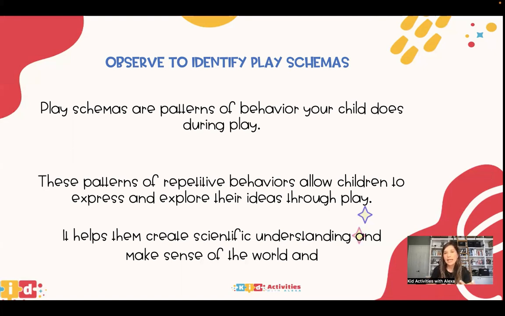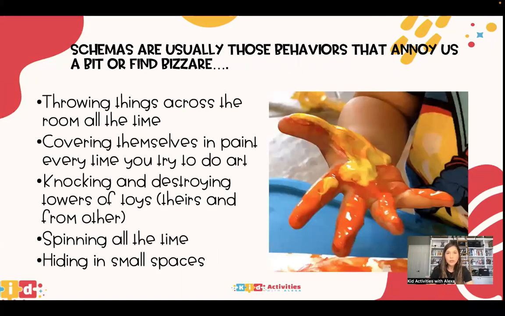because that's how they safely make changes to the behavior, changes to the what-ifs, to understand that cause and effect and the trial and error of the world, right? And that's how they make their connections. So schemas are usually those behaviors that I like to say annoy us. They're a bit bizarre, they're annoying, and you're like, I just don't understand. So what are some of those cute, funny, interesting, but still sometimes annoying behaviors?